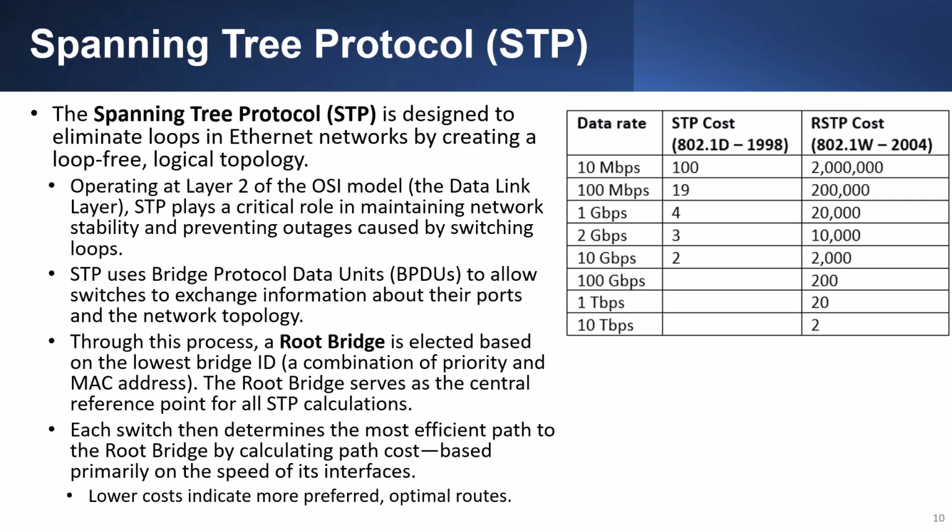STP uses bridge protocol data units to allow switches to exchange information about their ports in the network topology. Through this process, a root bridge is elected based on the lowest bridge ID, which is a combination of priority and MAC address. The root bridge serves as the essential reference point for all STP calculations. Each switch then determines the most efficient path to the root bridge by calculating path costs based primarily on the speed of its interfaces. Lower cost indicates more preferred, optimum routes.